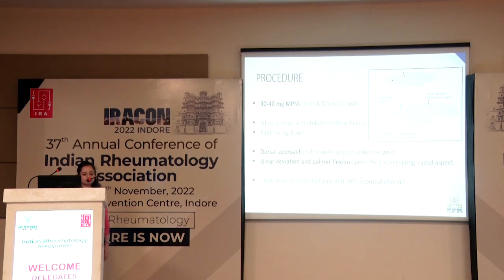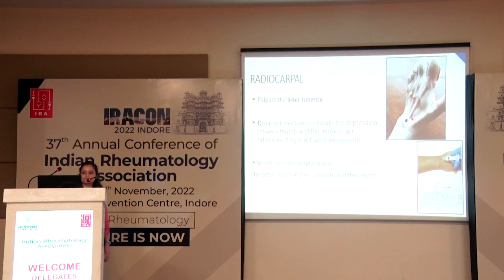The approach is the dorsal approach. A towel is placed under the wrist. Ulnar deviation and slight palmar flexion open the joint space along the radial aspect. So that should be done. Then we clean the area. The first step is we palpate the Lister tubercle. So Lister tubercle is a bony prominence on the radial bone. Distal to the Lister tubercle, we locate the depression which is between the thumb and the index finger extensor. So between the two extensors, as visible in the picture, there is a depression.